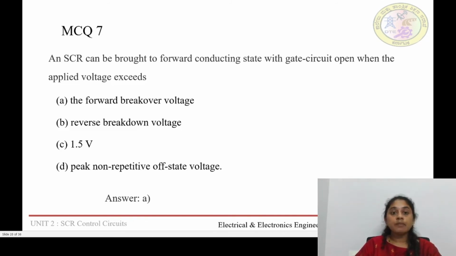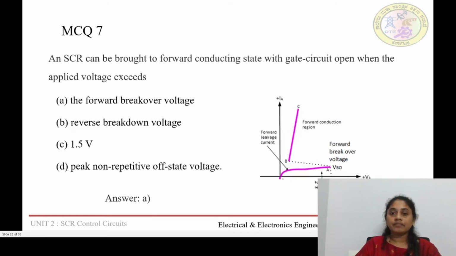This is the first method of triggering we studied. You can see here, without gate, what happens? You need to increase the anode cathode voltage till the rated breakover voltage. Once the anode cathode voltage reaches the breakover voltage, what happens? The junction J2 breaks down, and once the junction J2 breaks down, anode current starts flowing. Hence the current increases. You can see the anode current has been increased.